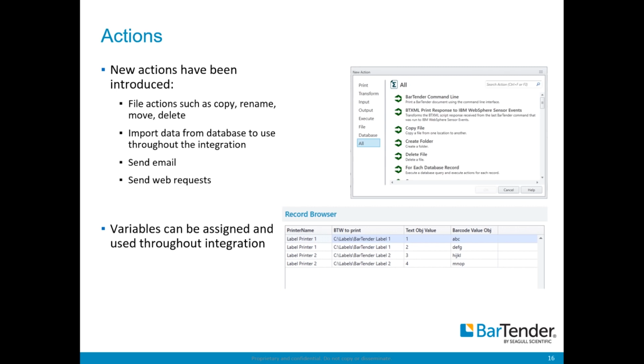So a field can select your printer. It can also select the label to print. And then the fields after that can still populate your label format. And all this is using variables. So if we look at the bottom right-hand corner there at the record browser, that scenario could be used to print 4 different labels, all with one trigger file.